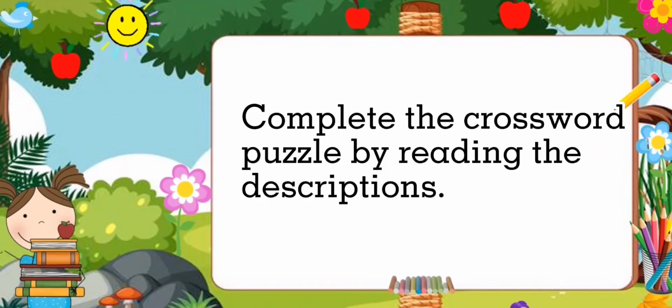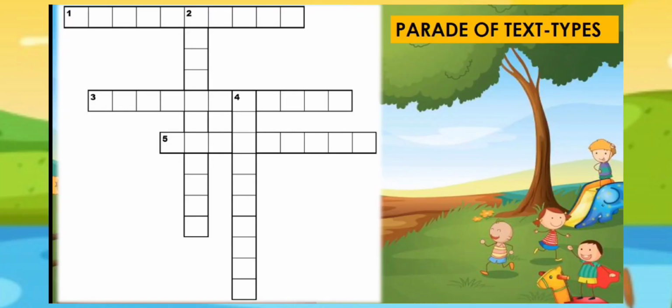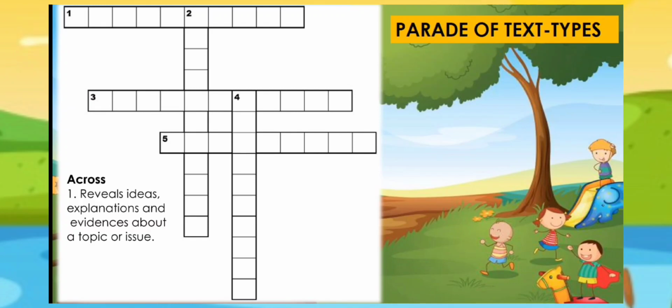We are going to complete the crossword puzzle by reading the descriptions. Number 1. This text type reveals ideas, explanations, and evidences about a topic or issue. What type of text is this? The answer is expository.